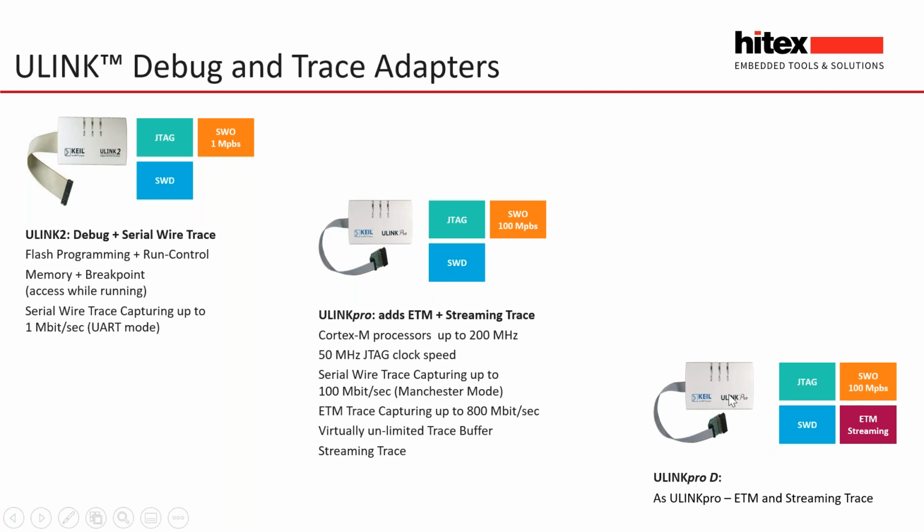There is another version of the U-Link Pro called the U-Link Pro D. So this has the same high-speed performance, but isn't fitted with the hardware to support the embedded trace macro cell. So it just is a higher performance debugger.